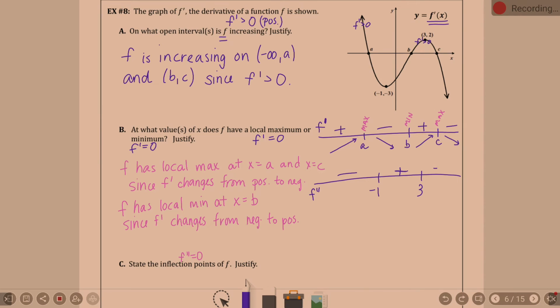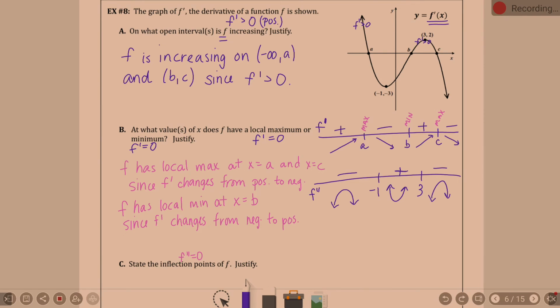Now, this is a second derivative graph, right? So second derivative, the negative indicates that this graph is concave down. From negative 1 to 3, my graph is concave up. And from 3 onwards, my graph is concave down. So where are my inflection points? Negative 1 and 3. And why are those inflection points?